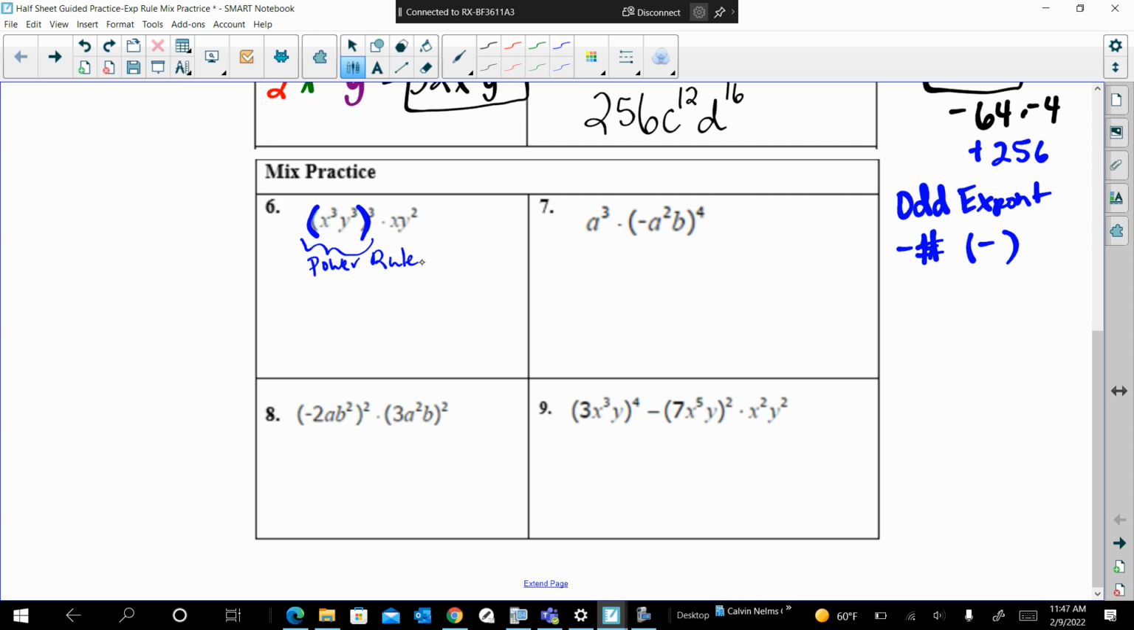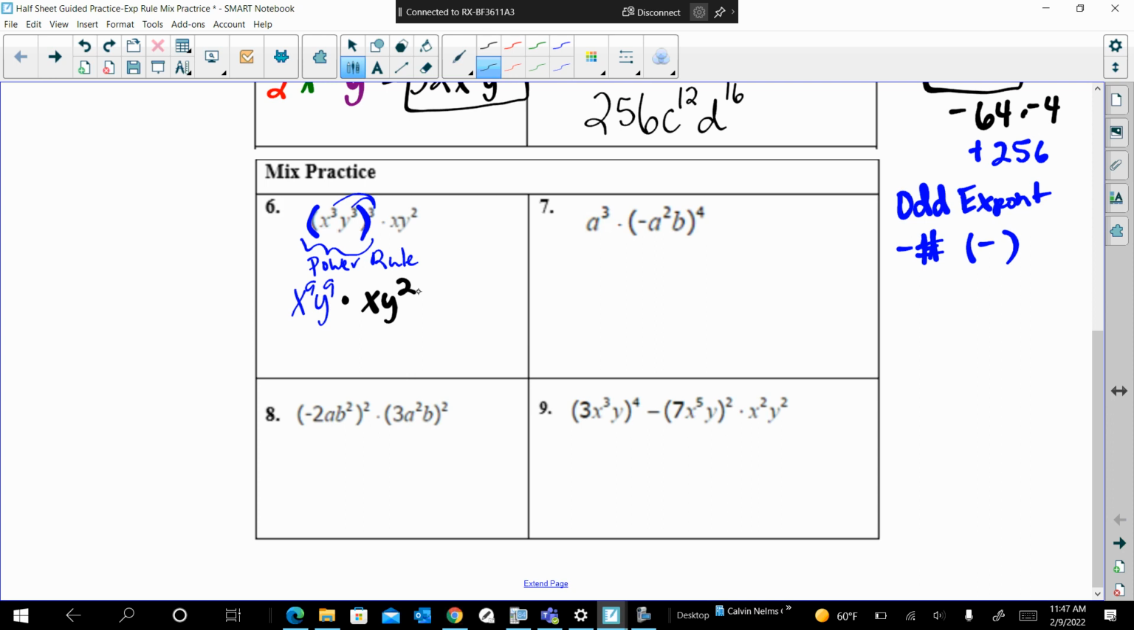So what does this become? X to the what? Come on, guys. X to the 9th. And y what? To the 9th. Then I'm going to multiply that to what I have, which is x, y squared.